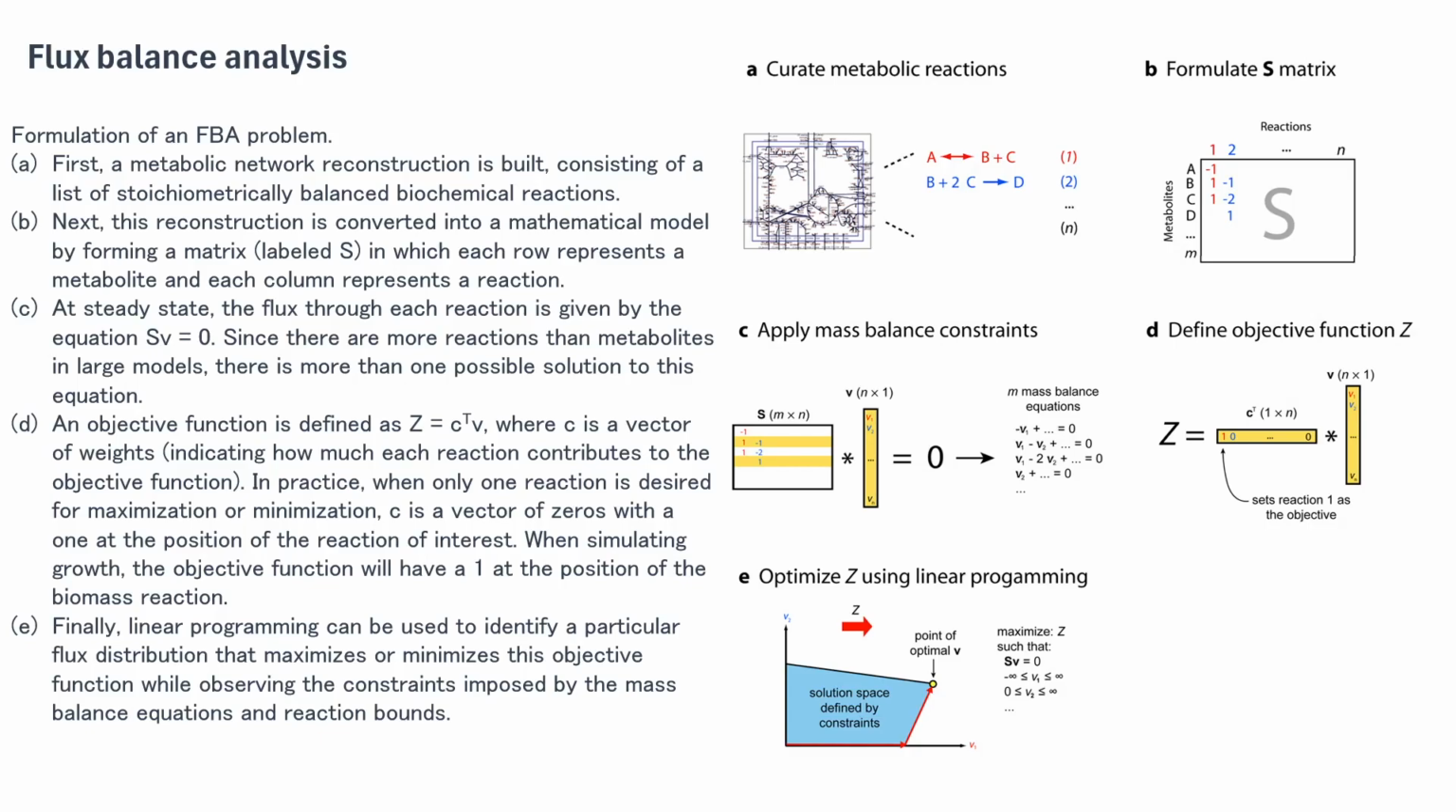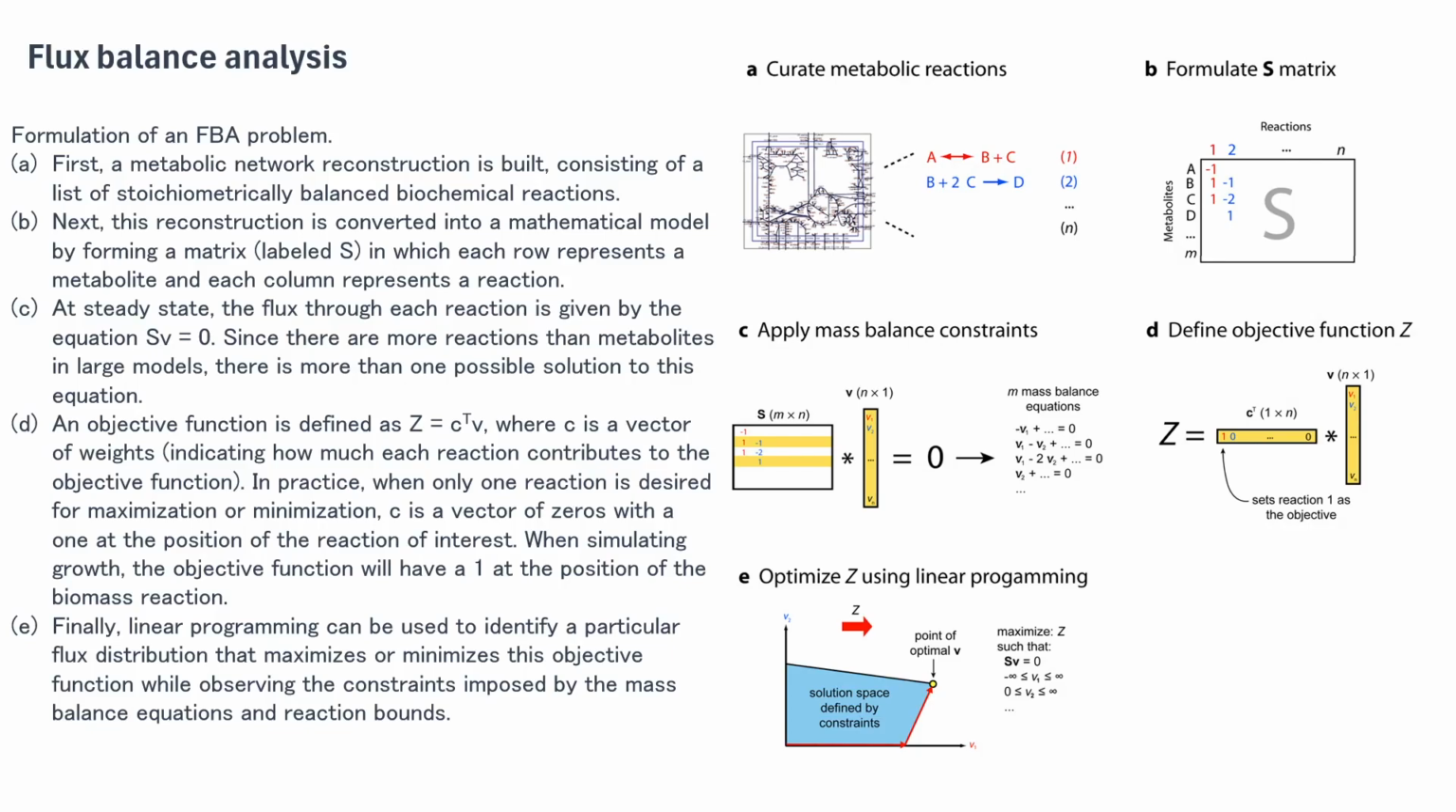First, a metabolic network reconstruction is built. Next, the reconstruction is converted into a mathematical model by forming a matrix, which is the stoichiometric matrix. At steady state, the flux of each reaction is given by the equation S V equal to 0. This is the steady state condition that we always follow. Your V is the vector containing the rates of all the reactions inside the network. It is basically in the null space of your stoichiometric matrix, so you're trying to solve for V.